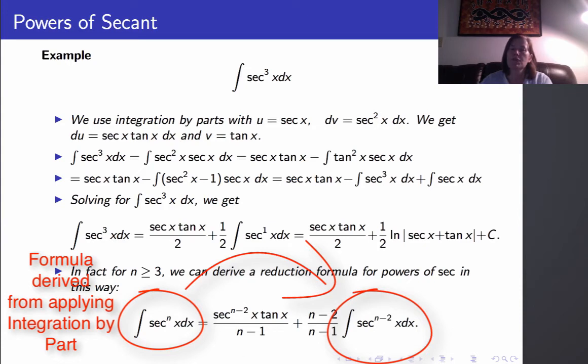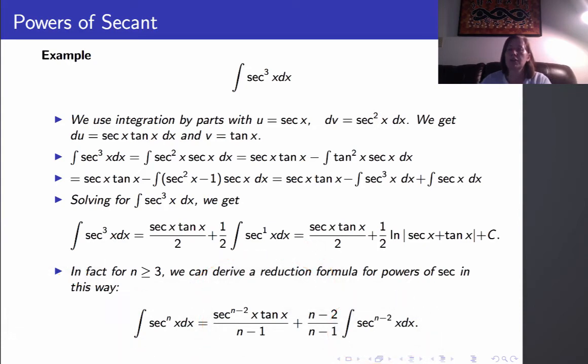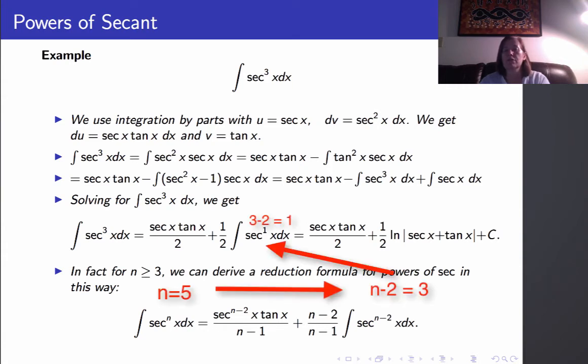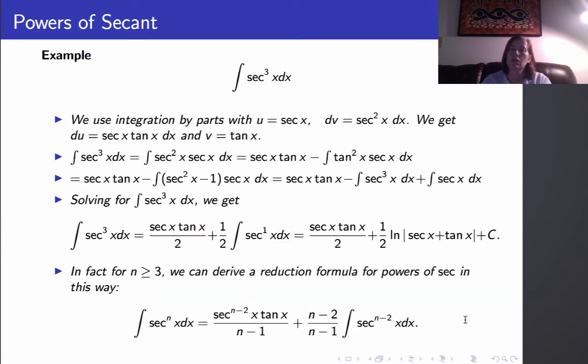For powers of secant which are larger than or equal to 3, we can apply the integration by parts to reduce the problem to integrating secant to the n minus 2. And of course, if we started with, say, the integral of secant to the 5, then our expression would involve the integral of secant cubed, and then we could apply the integration by parts again, as we had above, to reduce the power by 2 to the integral of secant, and the integral of secant we know how to do.